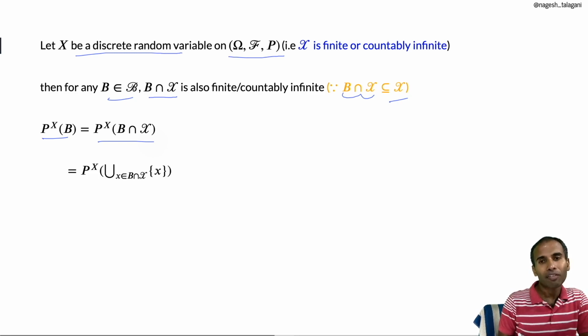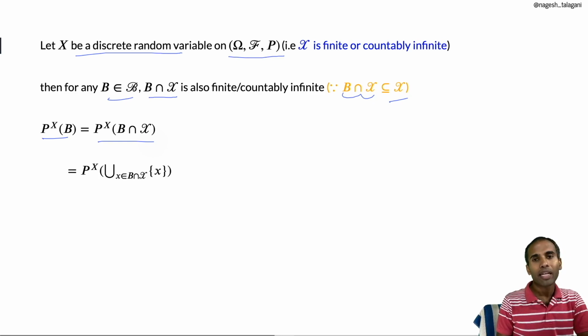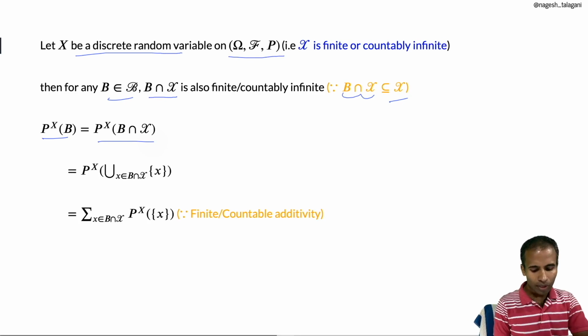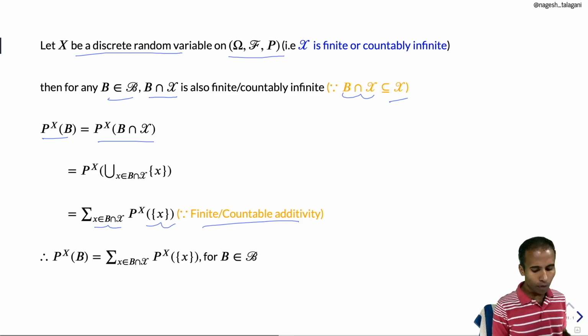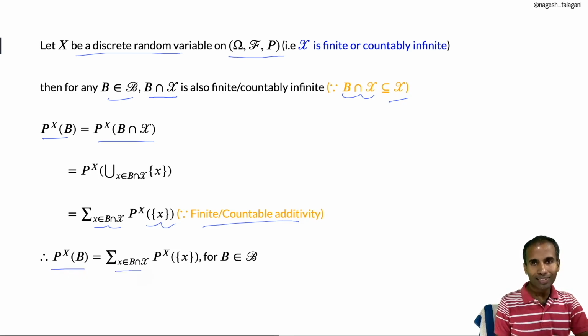And singletons are always mutually exclusive, so we can apply either finite additivity or countable additivity. So we can write the summation over x belongs to B intersection script X of Px of singleton x. The reason is that we are applying either finite additivity or countable additivity according to whether B intersection script X is finite or countably infinite. Therefore we have Px of B equal to the summation over x belongs to B intersection script X of Px of the singleton x, for any B belongs to script B.